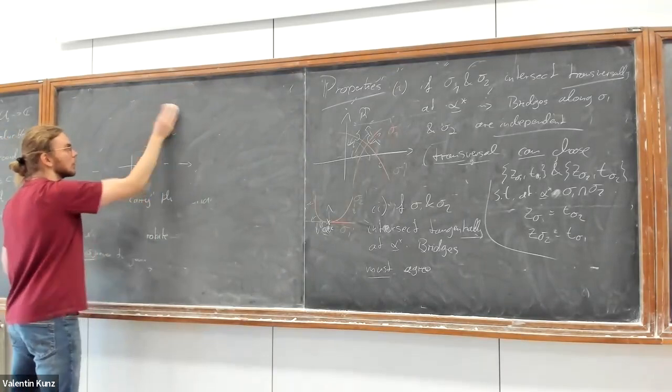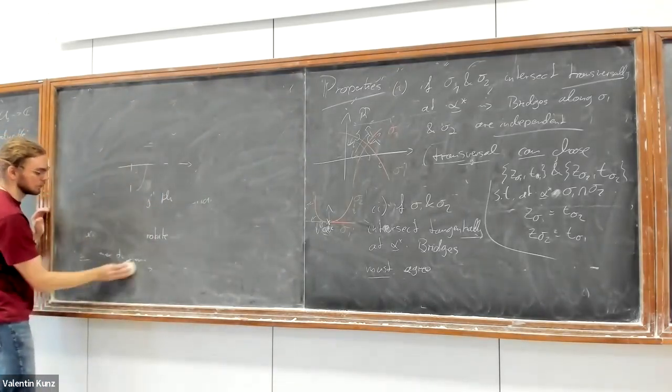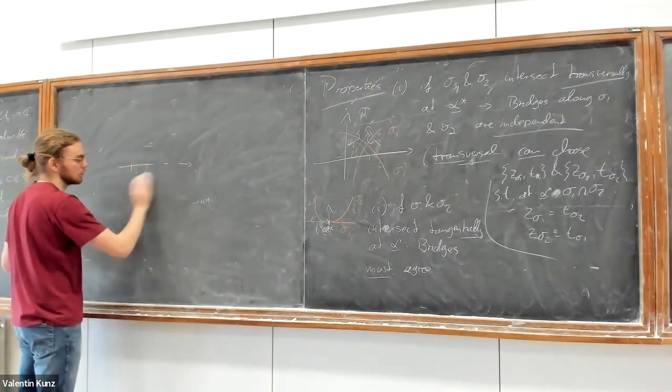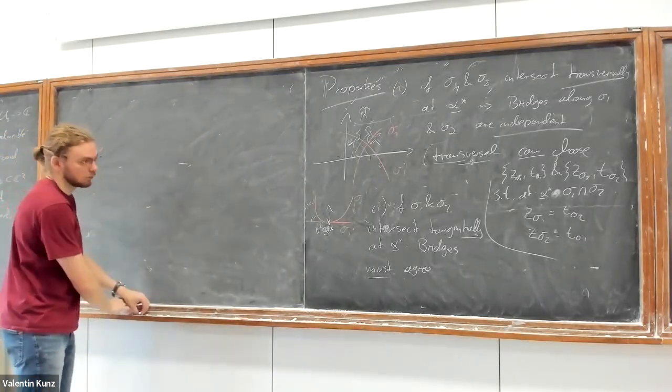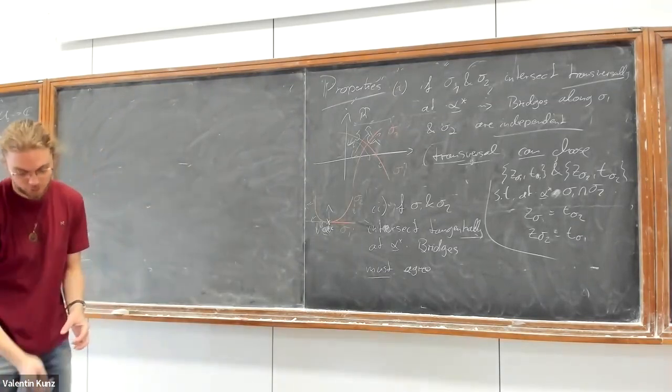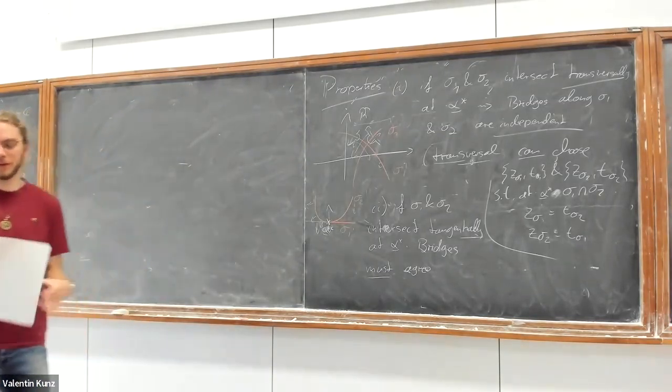So are you assuming always that sigma 1 and sigma 2 intersect transversally? No, you don't. So you're allowing also for that kind of. Absolutely, yes. We will see that in practice too. Okay.